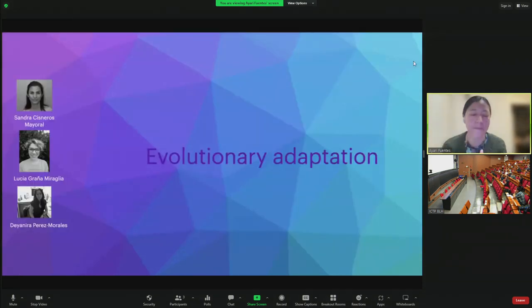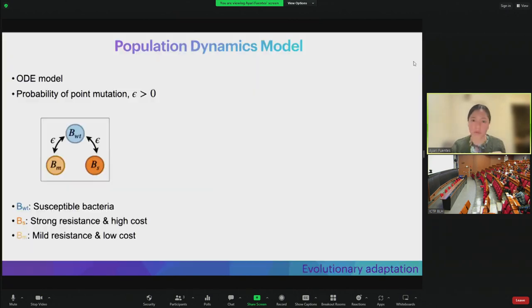Then the second part of the talk is going to be about evolutionary adaptation, which, as I already told you, is going to be proper evolutionary experiments, with enough time, within days, weeks, or months, for mutations to fix in the populations. In the previous part, mutations were already there, and we were just seeing how they act in rapid adaptation. These are the people who were involved in this part of the project: Sandra Cisneros, Lucia Graña, and Deyanira Perez. All of them were from Mexico.